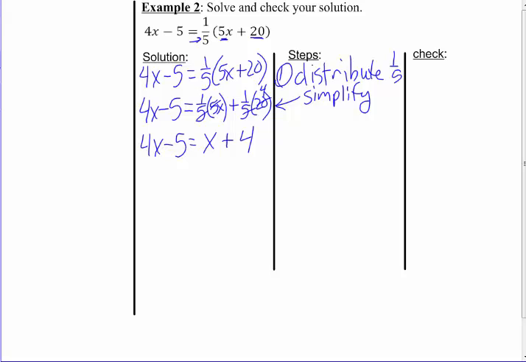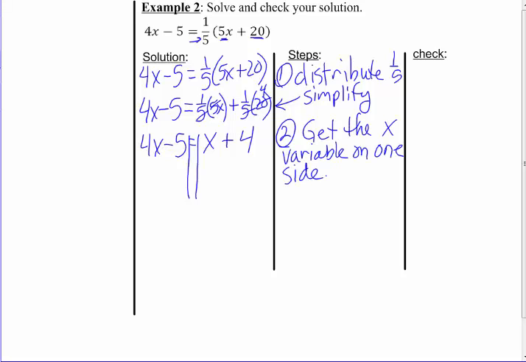Next, you'll notice that there are variables on both sides of the equal sign. So we need to get the variable on one side. I'll subtract x on both sides. That's a 1x. So we're subtracting 1x. So 4x minus 1x is 3x minus 5 equals 1x minus x is 0. So we have 4 on the right-hand side.